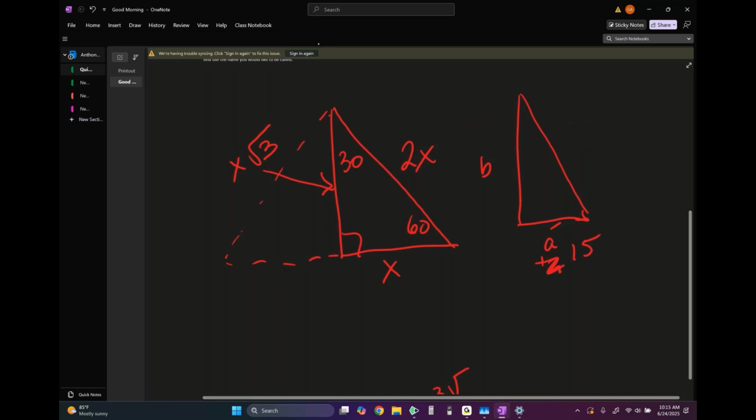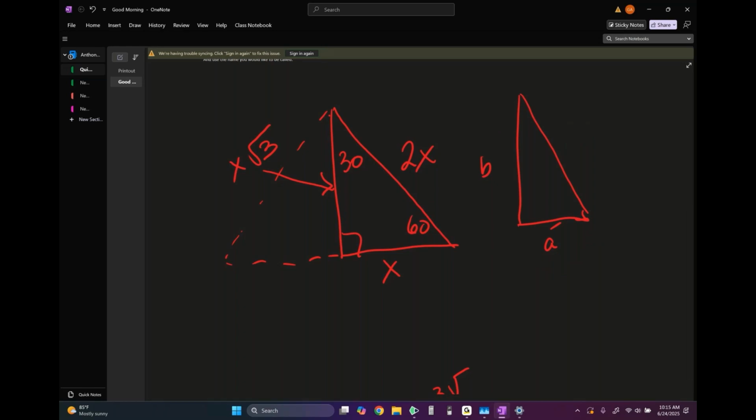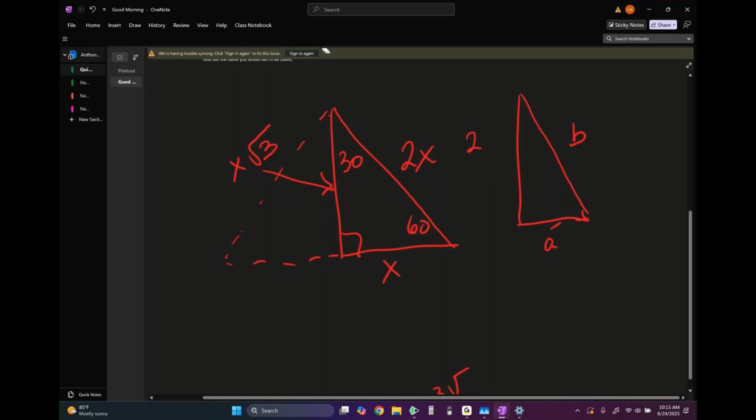All right, Josh, we're going to do a much harder one. Ready? A little bit harder. What if this is 2 root 3? Then what is A and what is B? A is 2 and B is 4. Okay, good.